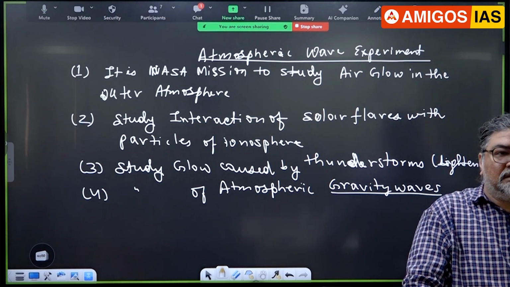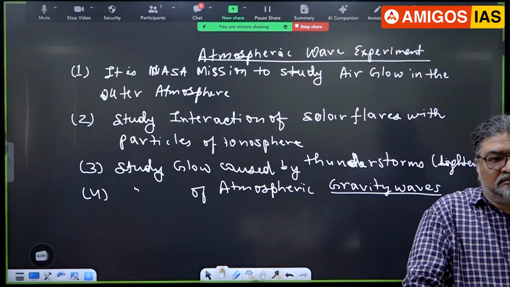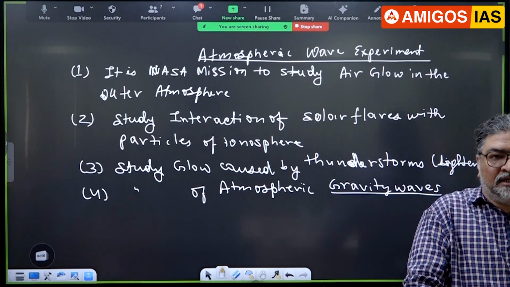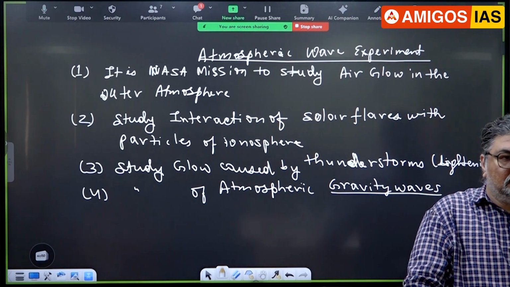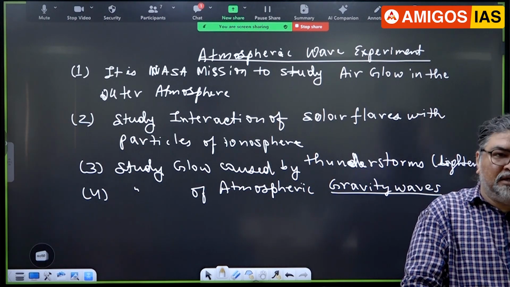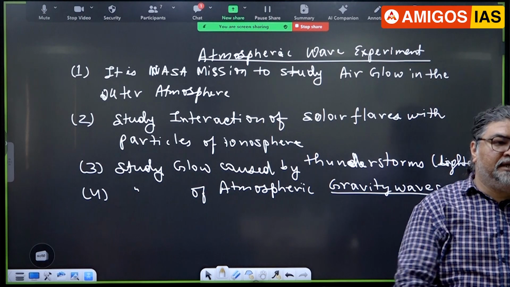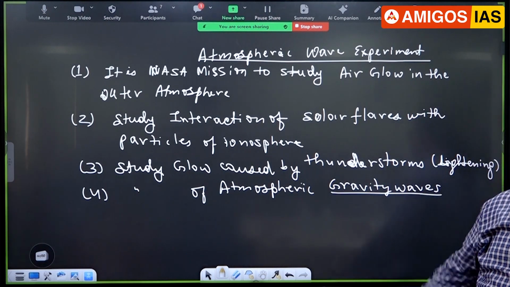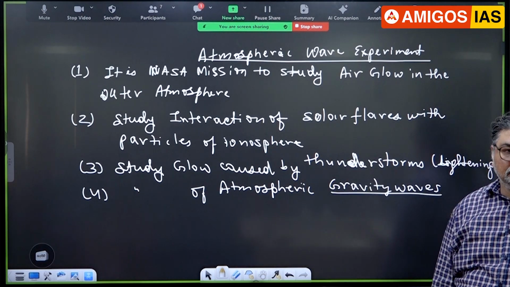And what is the fact here? NASA mission. That's it. So if, let's say, you're doing this right now in the classroom, then you don't have to mug up. NASA mission, three things. Sun, space weather, atmospheric gravity wave, and third is the thunderstorm lightning, air glow. That part I have just put across there.